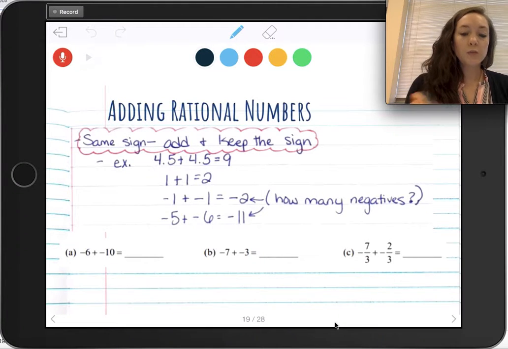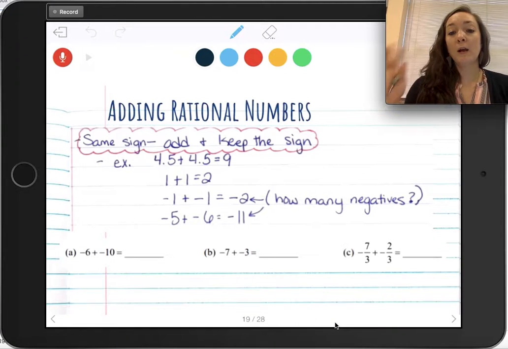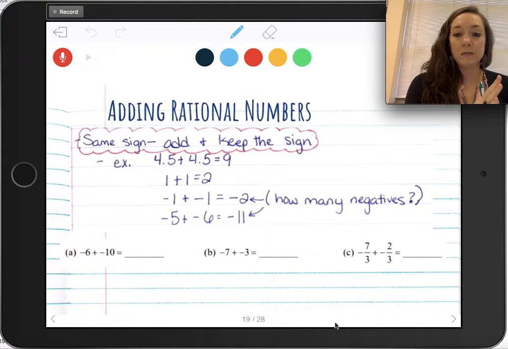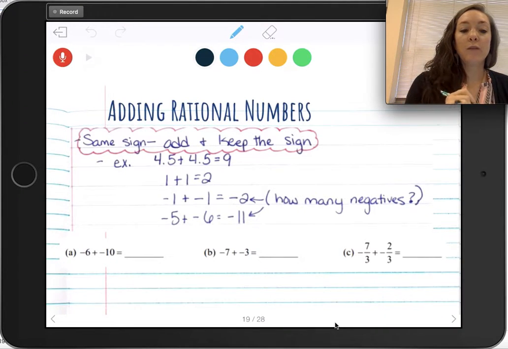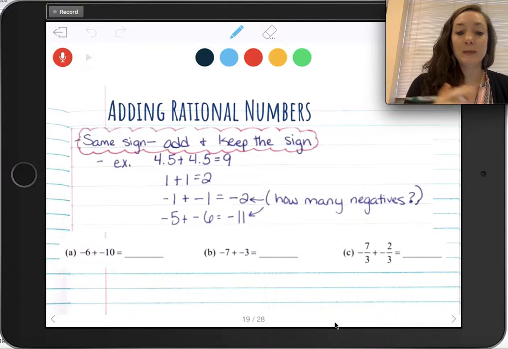So if we're adding rational numbers and they're the same sign, we want to know how many positives or how many negatives we have. So we're going to make sure that we add the numbers and keep the sign. So if we have 1 plus 1, that would be 2. Negative 1 plus negative 1, how many negatives? Negative 2.